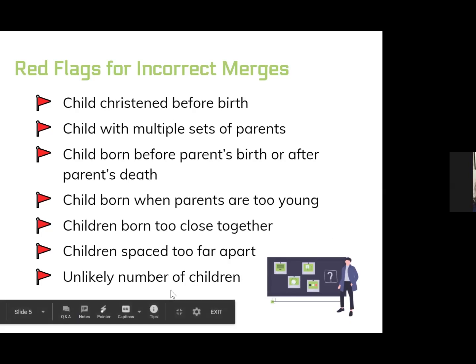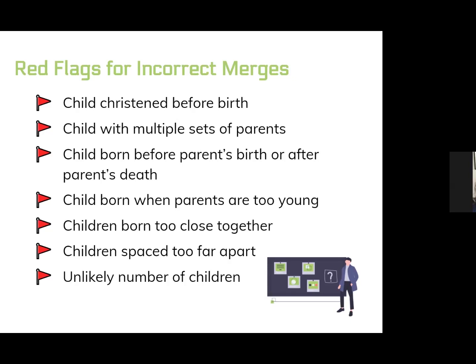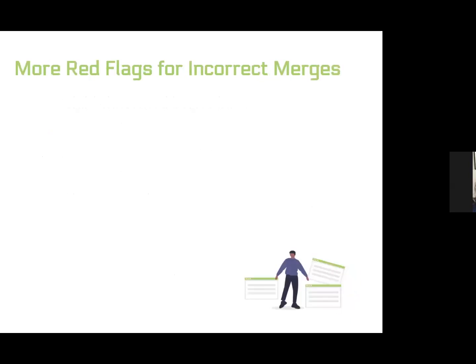An unlikely number of children. Have you seen children or parents with 30 kids in Family Tree? They're out there, and it's usually because, again, because of bad merges. There's even more red flags we can watch for.